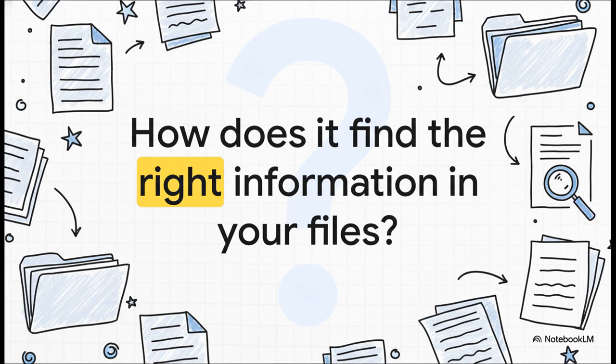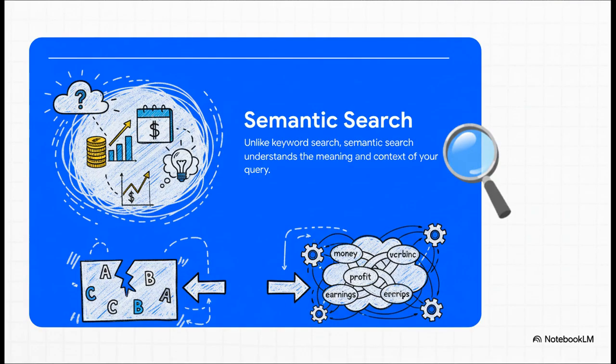Okay, so it finds information, sure, but how does it pinpoint the exact right paragraphs from maybe thousands of pages of documents? It's not just doing a simple Control F, right? Exactly. It uses this really powerful technique called semantic search. The best way to think about it is that keyword search matches words, but semantic search matches meaning. So if you ask a question about company earnings, it's smart enough to find a paragraph that talks about quarterly revenue and profit, even if the word earnings is nowhere to be found.